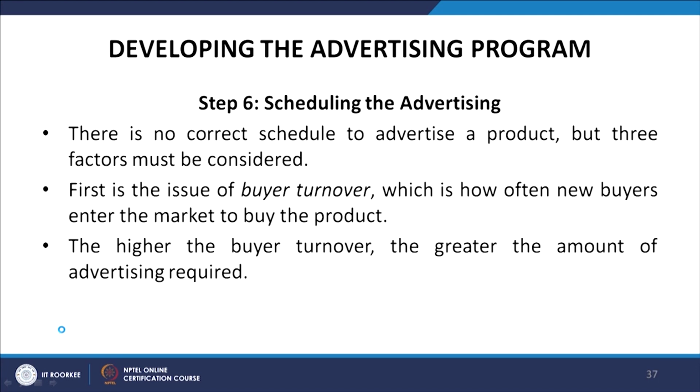Next comes the sixth step, scheduling the advertising. There is no correct schedule to advertise a product, but three factors must be considered. The first of those factors is the issue of buyer turnover, which is how often new buyers enter the market to buy this product. The higher the buyer turnover, the greater the amount of advertising required.